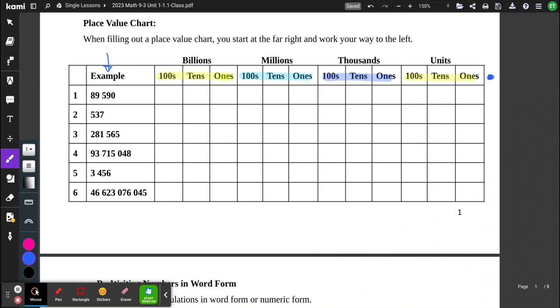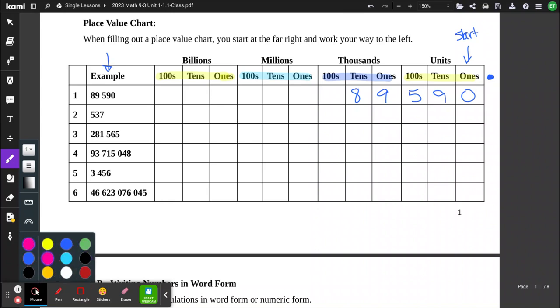So when we write these numbers in the place value chart, we always start on the far right in the ones. So we start here, and we write the number from the right to the left. So I start with a 0, then a 9, then a 5, then an 8. Oh, whoopsie, a 9, then an 8. That one was wrong. So a 9, then an 8. And then we can read this question. That number is $89,590 if it was money.